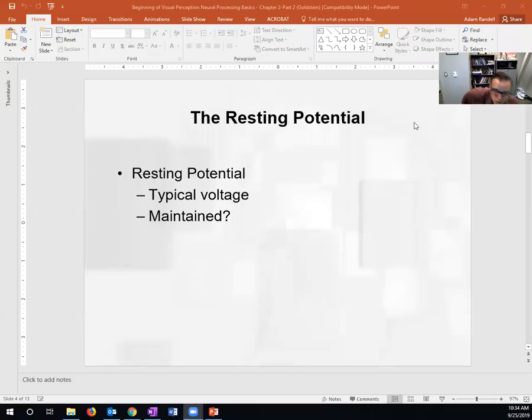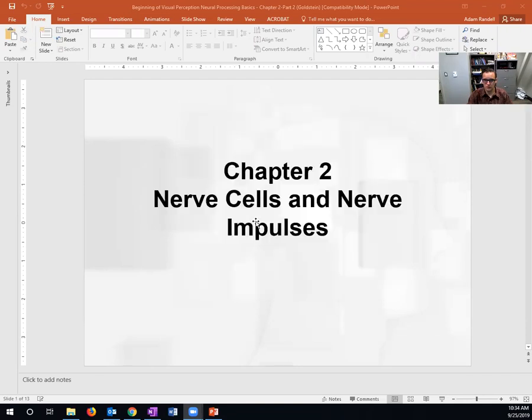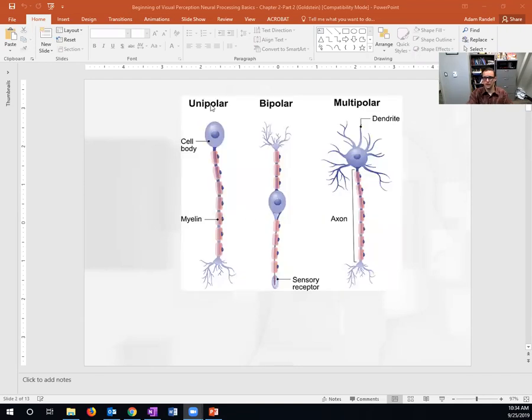Okay, so to start off, we have to understand a resting potential. Now, imagine a neuron. Here are several neurons. You've got unipolar neurons, bipolar neurons, and multipolar neurons. Unipolar neurons are like your receptor cells, like your rods and cones. Those are unipolar. You've got bipolar neurons, like the ones in your retina and nose, and then you've got multipolar neurons, and those are spread throughout your body.